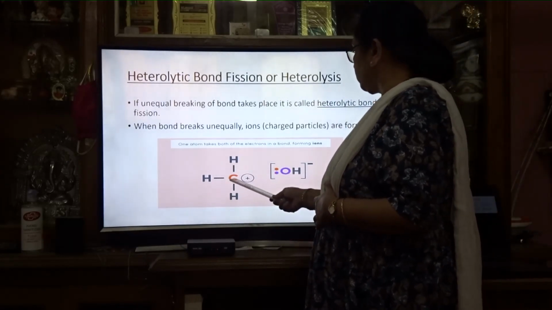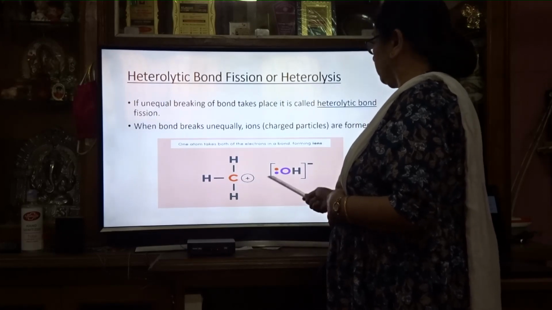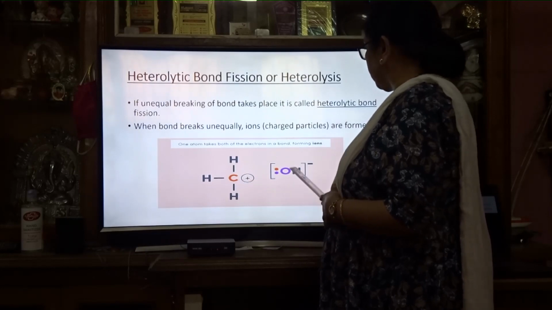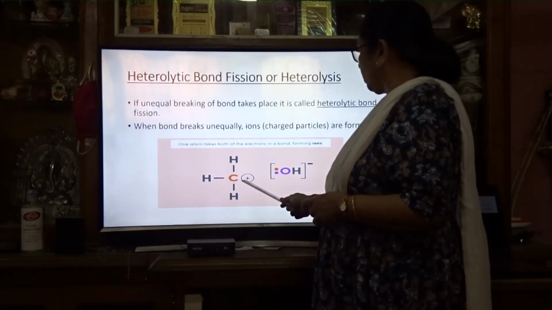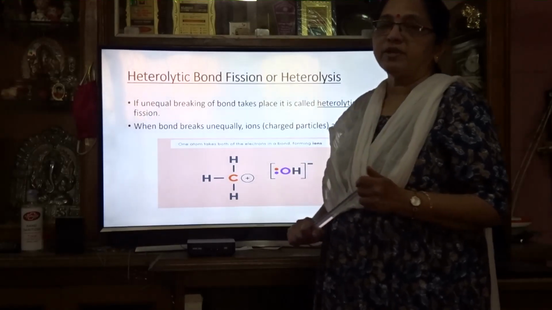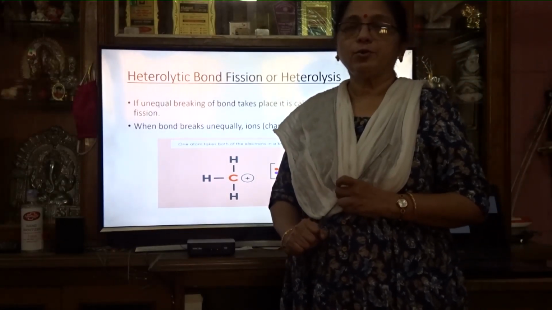When this methyl alcohol molecule undergoes heterolytic bond fission, the methyl is getting a positive charge and OH minus is getting a negative charge. This is a carbonium ion, or carbocation. So positive and negative ions are formed. As a result of heterolytic bond fission, positive and negative ions are formed.